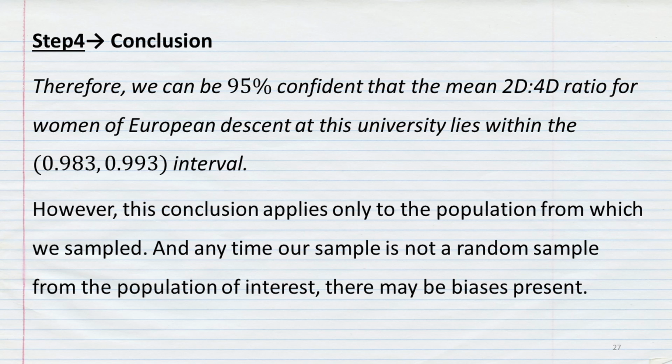Step 4. Draw a conclusion. Therefore, we can be 95% confident that the mean 2D to 4D ratio for women of European descent at this university lies within the 0.983 to 0.993 interval. However, this conclusion applies only to the population from which we sampled, and any time our sample is not a random sample from the population of interest, there may be biases present.